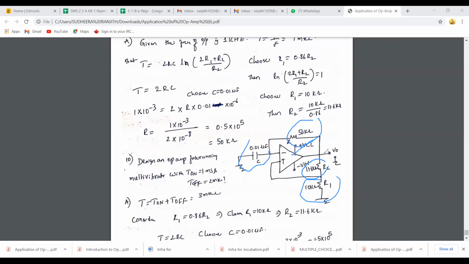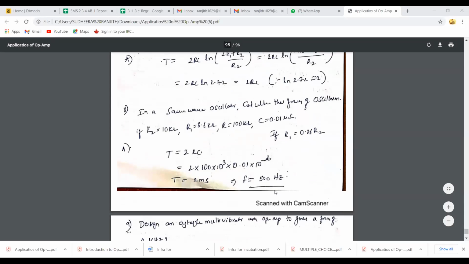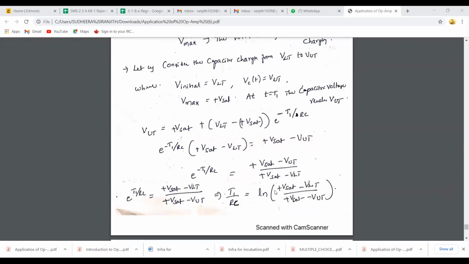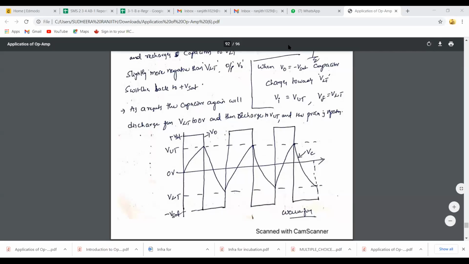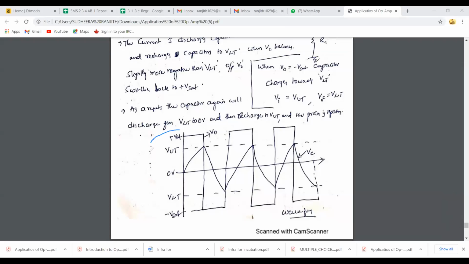ఓకేనా? సప్లైస్ తీసుకోండి, RPS డ్యూయల్ పవర్ సప్లై VCC అండ్ VEE 15 - 15 ఇవ్వండి. క్యాలిక్యులేట్ V0 ఫ్రమ్ ద CRO. ఎలా క్యాలిక్యులేట్ చేస్తారు? యు ఆర్ గెటింగ్ అవుట్పుట్ ఇన్ డ్యూయల్ ఛానల్ లైక్ దిస్. ఒక ఛానల్ కేమో అవుట్పుట్ వస్తుంది, ఒక ఛానల్ కేమో కెపాసిటర్ వోల్టేజ్ వస్తుంది.